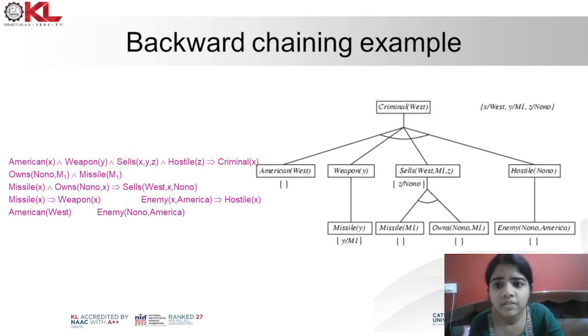When it comes to next, here the hostile is nothing but the enemy. Who is the enemy? Nano is the enemy. Nano is the enemy to the American. So we consider these as hostile, and then Nano, comma, American as the enemy.